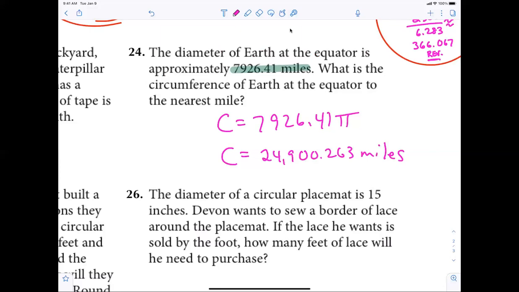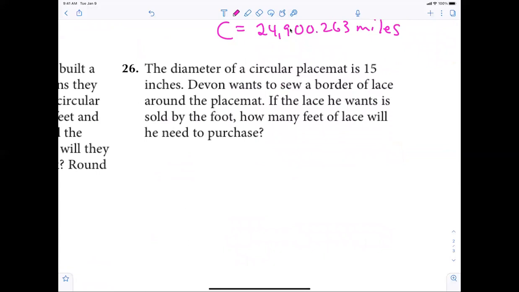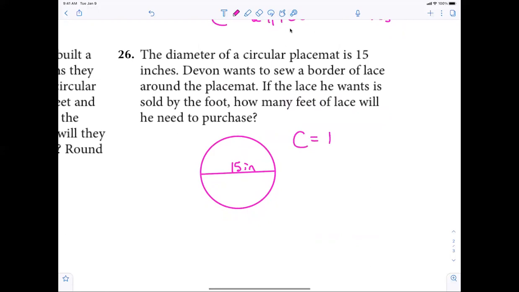I'll let you read 26. All right, so again, easy, very easy. All right, read 26, go. So again, we're gonna draw a placemat, and then you're gonna do 15 inches. Now what? Yes. So what am I doing? Right. The circumference of that circle is pi times 15. So what's that?